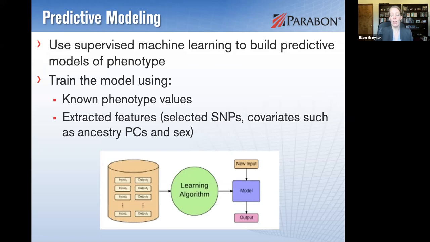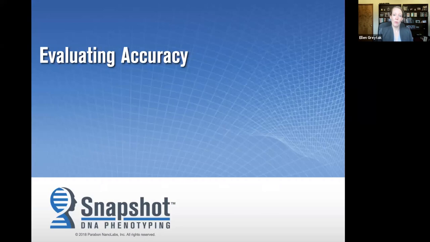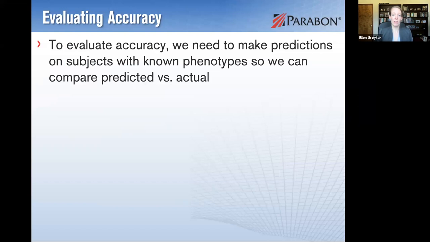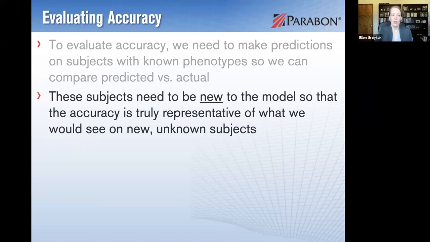And then we want to know how we're doing. Just building a predictive model for eye color is one thing, but we want to know whether it's actually getting the right answer. So to do that, we need to make predictions on people whose eye colors we know. If we predicted blue eyes, we need to know whether that was right or not in order to evaluate whether we were accurate. And these subjects need to be new to the model. If your model was built knowing that subjects 1, 2, 3, 4 had blue eyes, then it's going to do a really good job at predicting subjects 1, 2, 3, 4's eyes.